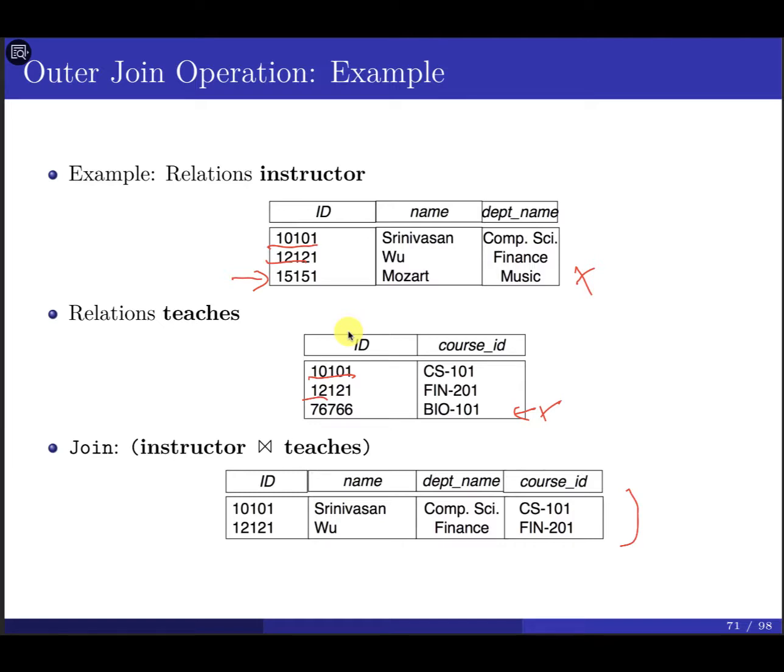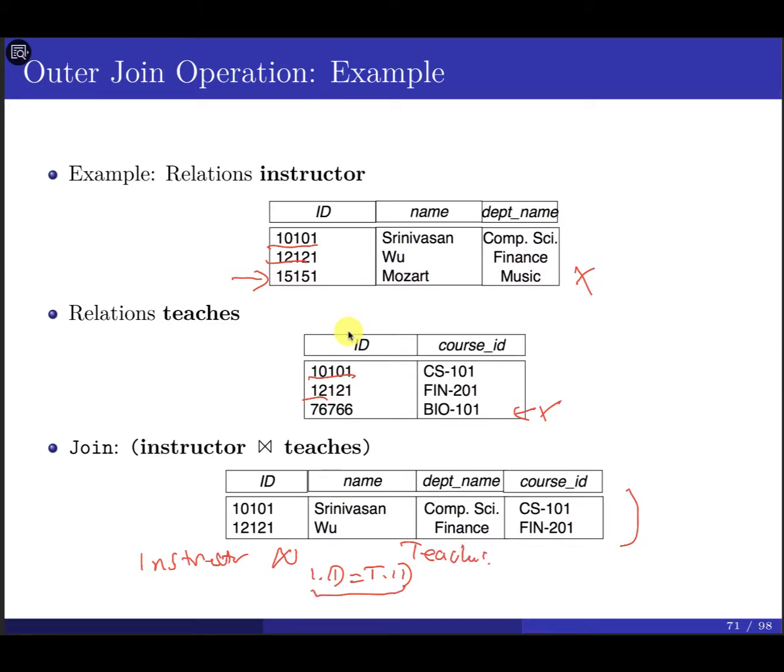Let me do something else. How about you set instructor theta join based on instructor.ID equals teaches.ID. I use I and T just to simplify the process. This is instructor, this is teaches.